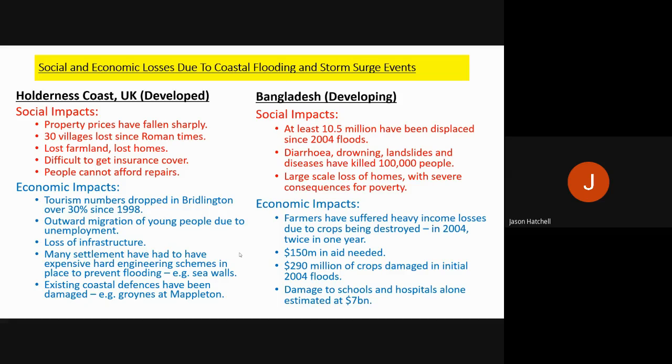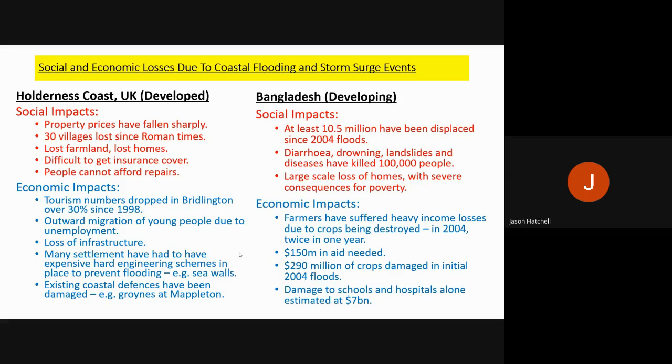Okay, so you can see with Bangladesh that we've got a lot of data on this because it was in 2004. It was a very, very damaging event. So we have got quite a bit of data we can use in our 12 and 20 mark answers here to back up the points we make in our explain section for evidence.